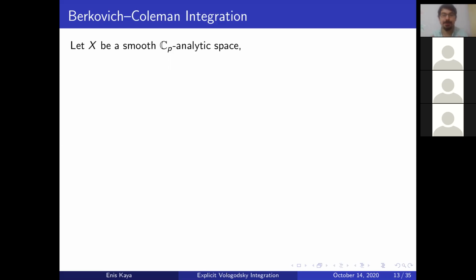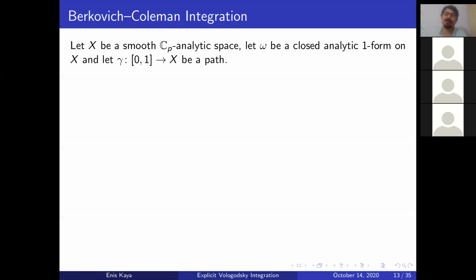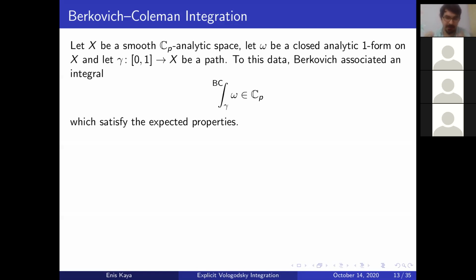Okay, so what is the Berkovich-Coleman integral? Here we have a smooth p-adic analytic space, a Berkovich analytic space. We have a closed analytic one form, omega, and we have a path. To this data, Berkovich associated an integral denoted by this symbol. This integral again satisfies the expected properties. And as you see, we have a notation here, gamma. So it is path dependent in general, in the sense that it does not depend only on the endpoints. Generally, it's path dependent. And we call this integral the Berkovich-Coleman integral.